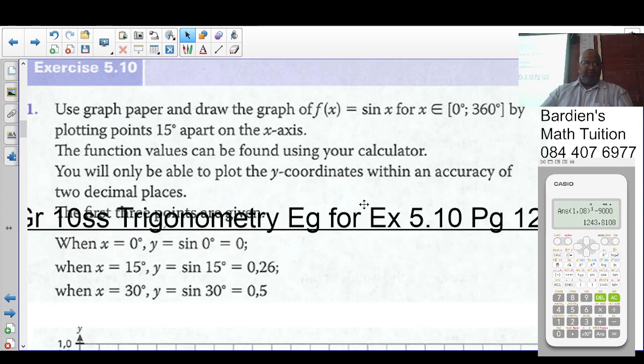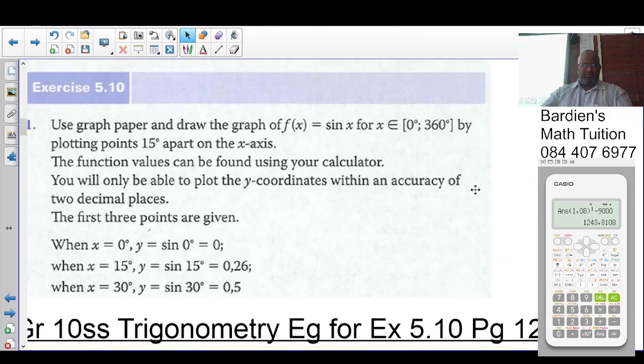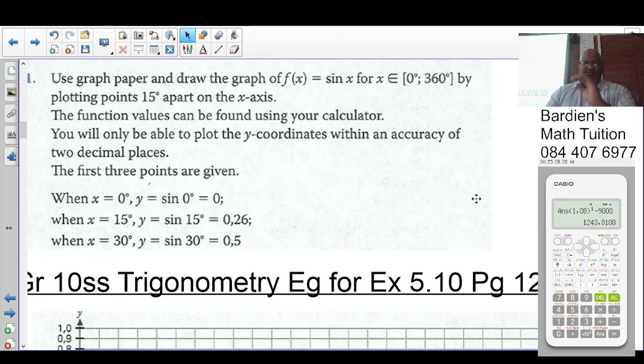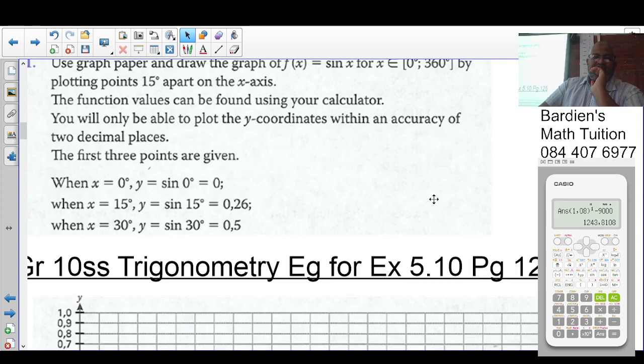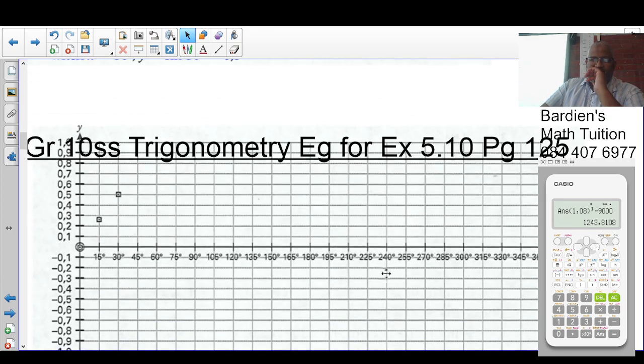Okay, so here we are told to use your graph paper, and I've handed graph paper to you guys as well, or most of you. You needed to draw the graph y is equal to sine x, for x an element of 0 to 360, by plotting the points 15 degrees apart on the x-axis. The function values can be found using a calculator. You will need to be able to plot the y coordinates within accuracy of 2 decimal places. Then we are told that the first three terms are given. So you got 0, 15, and so on.